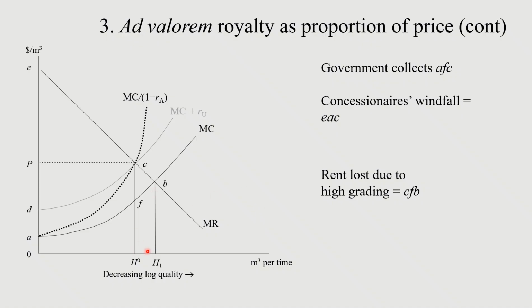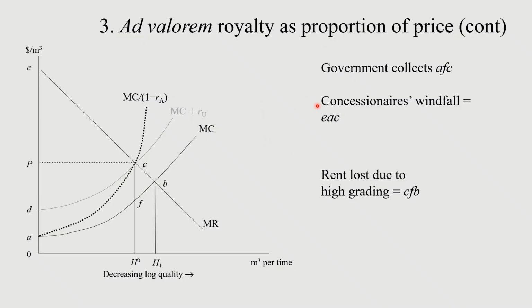We have a decline from H1. Here's the old marginal cost plus uniform royalty, and now we have the marginal cost divided by 1 minus RA, where this is a much steeper supply function, but we have adjusted RA so that it goes through the same point C as this case here.